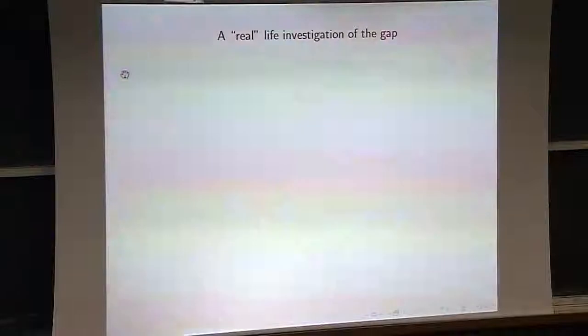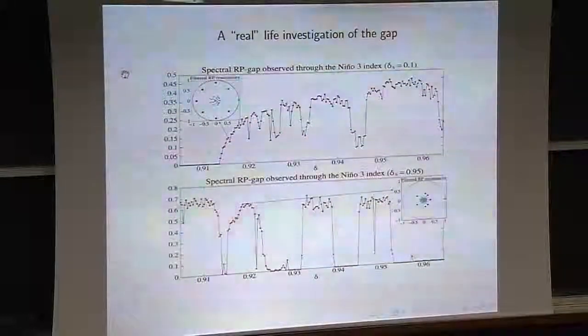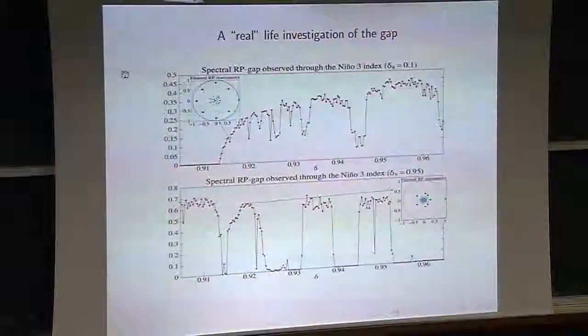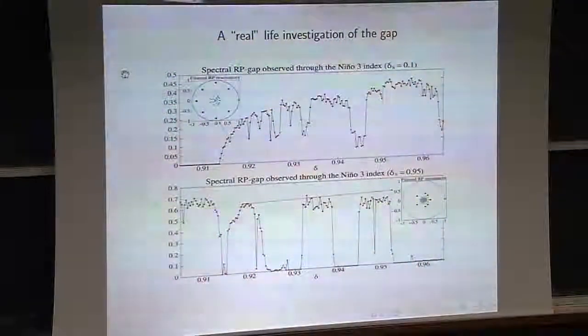Okay, so real-life investigation of the gap. We go back to the climatologists. And here is a picture. I'm not going to explain it. For this model, they use actually a discrete model. They start with a continuous one, but then for numerical reasons, they do a discrete one.